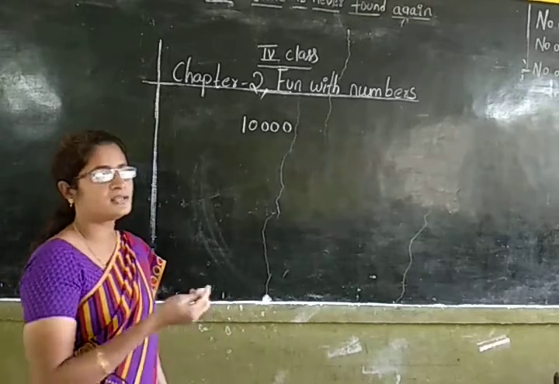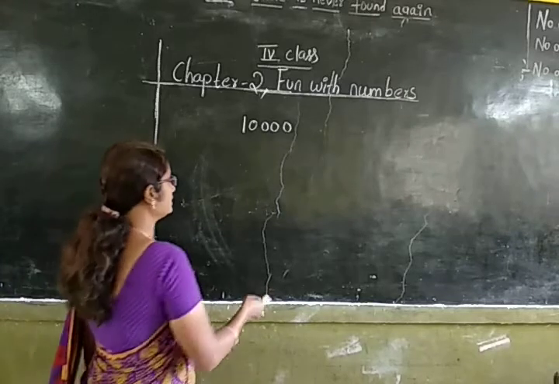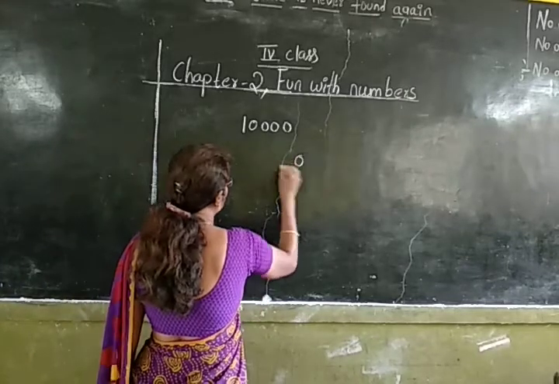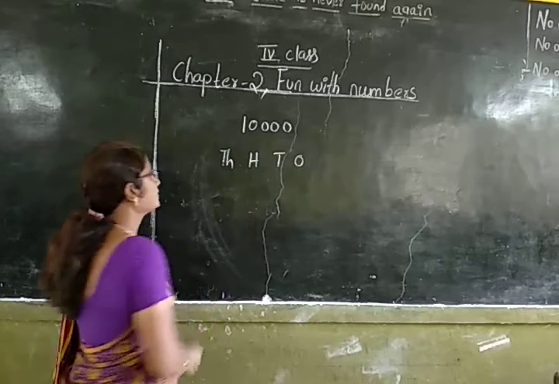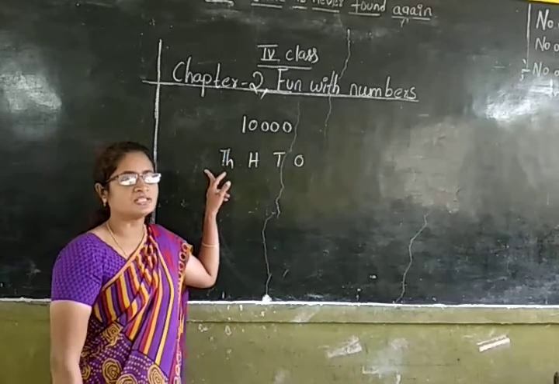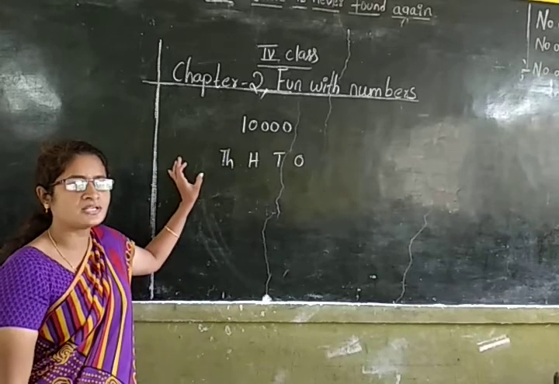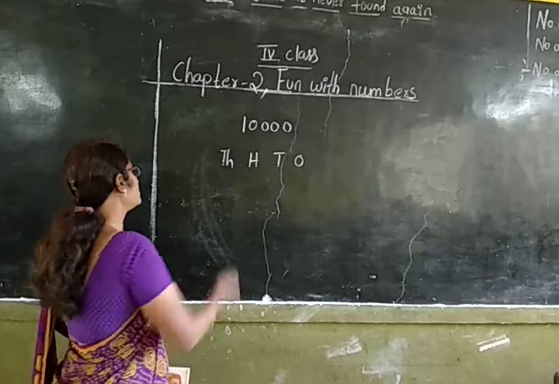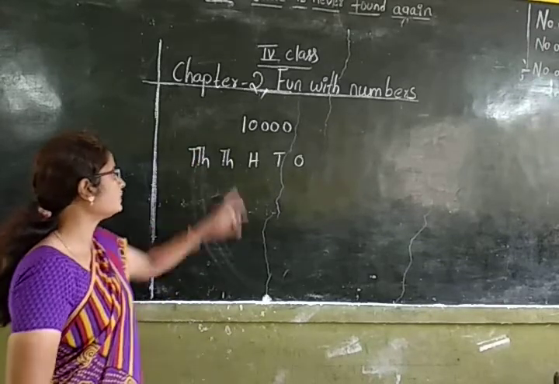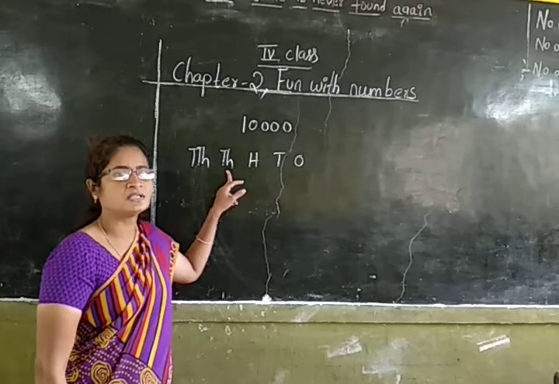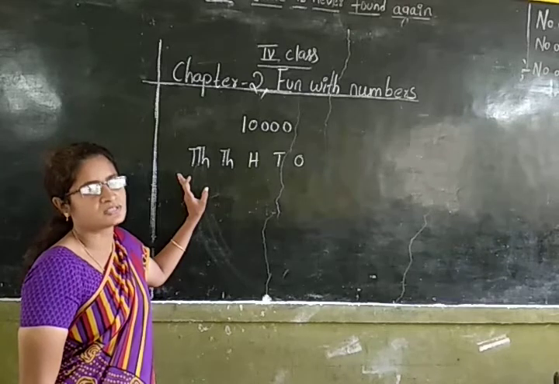For arranging the number in the place value chart, first we have to write the places of the Indian system. Ones, tens, hundreds, thousands. Up to thousands you have learnt in your 3rd class. So do you know which is the next place after thousands? Yes, the next place after thousands is 10,000s.